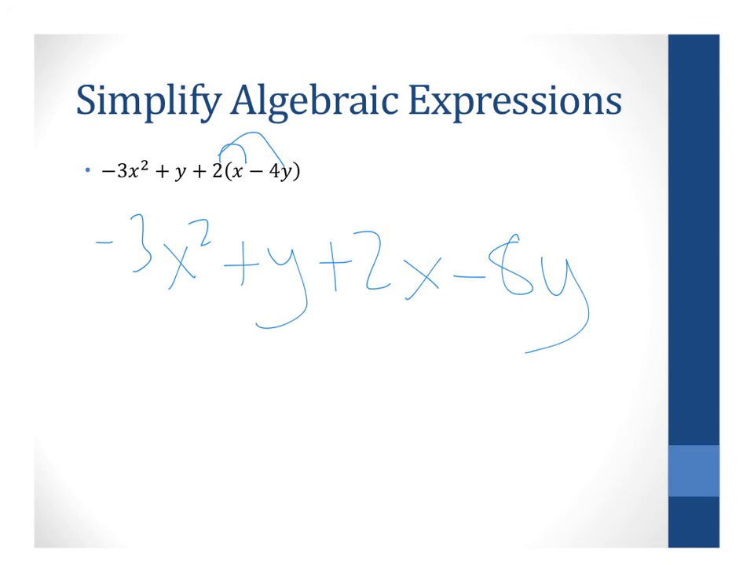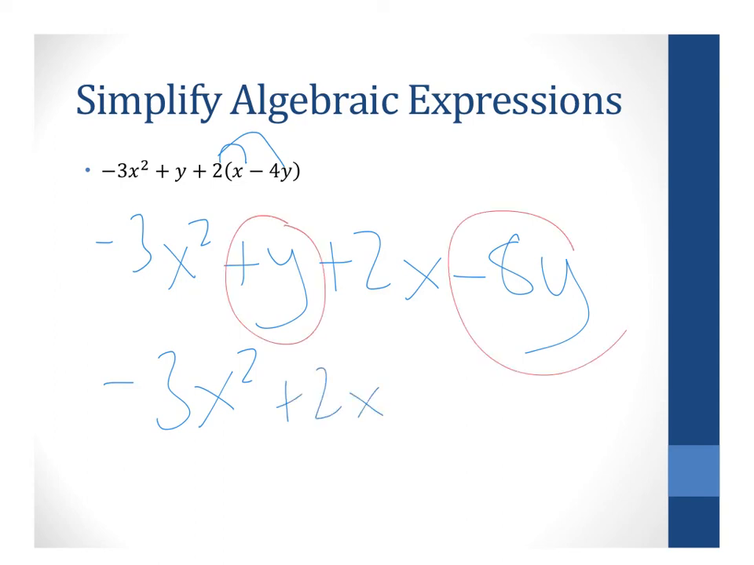Next thing, I got to combine my like terms, and I also like to write it in standard form, highest degree to lowest degree. Well, my highest degree would be the x squared. The squared is my degree, degree of 2. So we'll put that first. Then I've got plus 2x, and then those y's here and here will go together to become negative 7y.